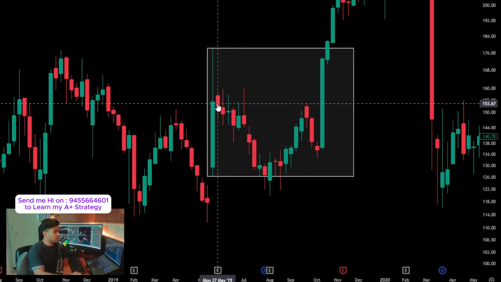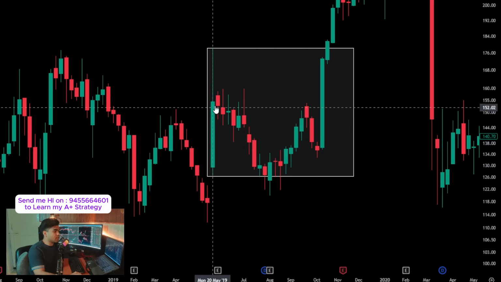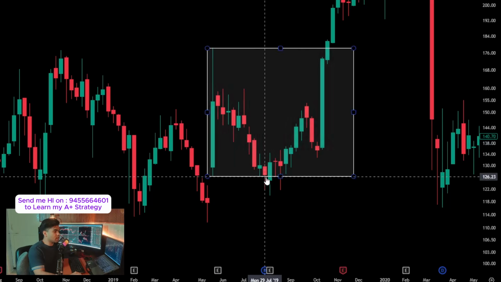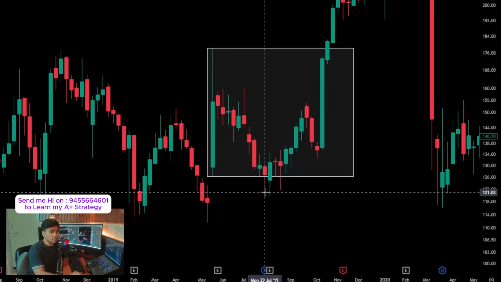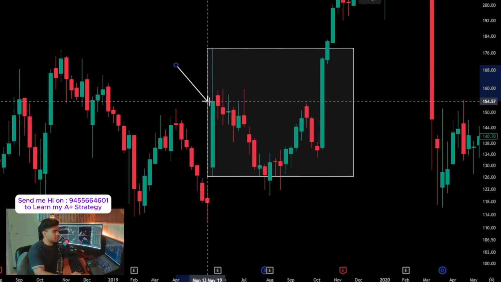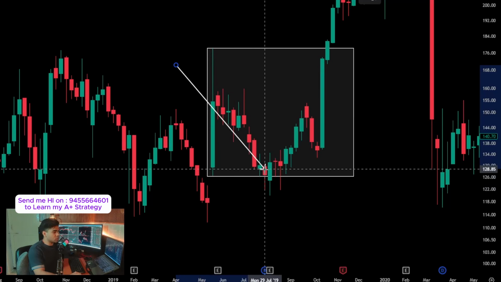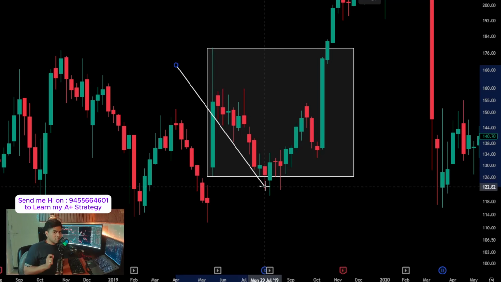Now if you see, after this, 1 2 3 4 5 6 7 8 nine candles were being made until the price breaks on the downside. First of all these 9 candles are known as inside bars, and this as the mother bar of those 9 candles. But on this 10th day right here, the stock starts moving on the downside. This is the noise part.